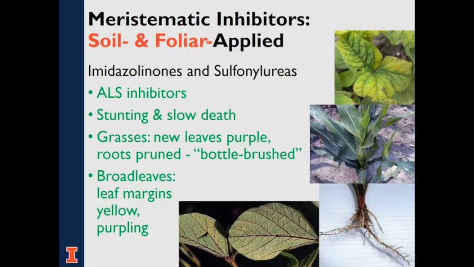Some meristematic inhibitors are both soil and foliar applied. The imidazolinones and sulfonylureas are commonly referred to as ALS inhibitors. Symptoms include stunting or shortened corn internodes. Death is slow. Grasses typically show purpling on new leaves and pruning, known as bottle brushing, on roots. Broadleaves show yellowing at the leaf margins, and the veins can turn light yellow to purple.